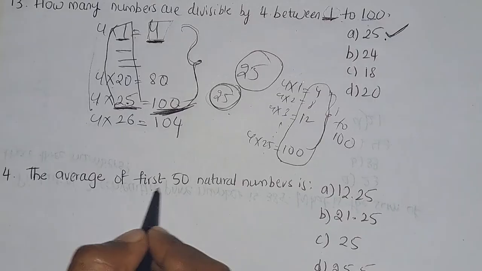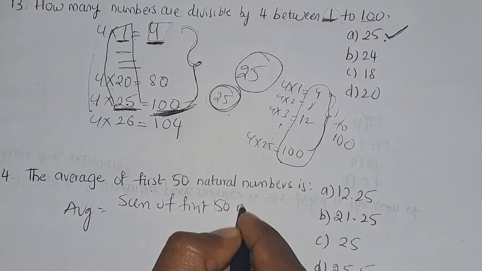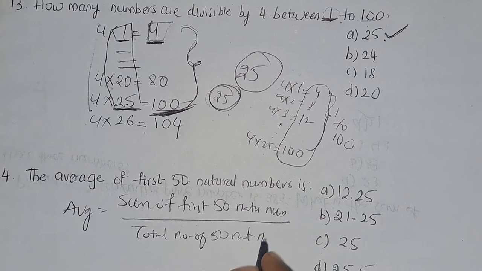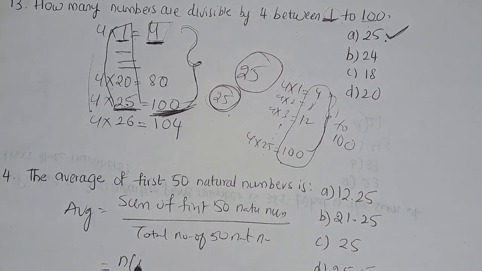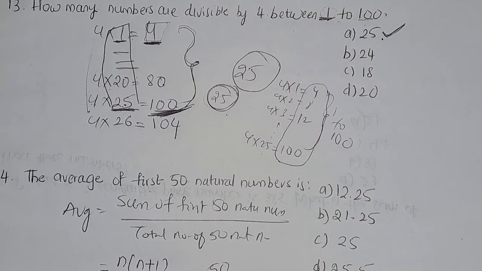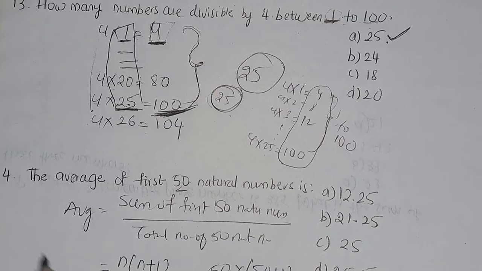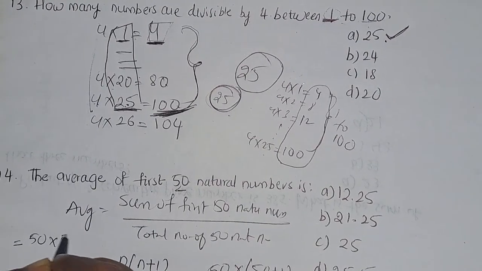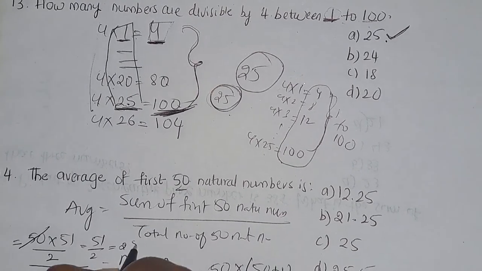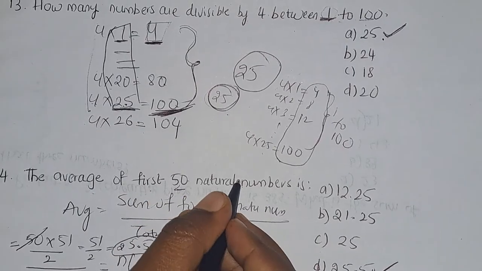Now the next question. The average of first 50 natural numbers is? To find the average, we take the sum of the first 50 natural numbers divided by the total number, 50. The sum of n natural numbers is n into n plus 1 by 2, divided by n. So if n is 50, it is 50 into 50 plus 1 by 2 by 50. This 50 cancels, and 51 by 2 is nothing but 25.5. So your answer is 25.5, the average of the first 50 natural numbers.